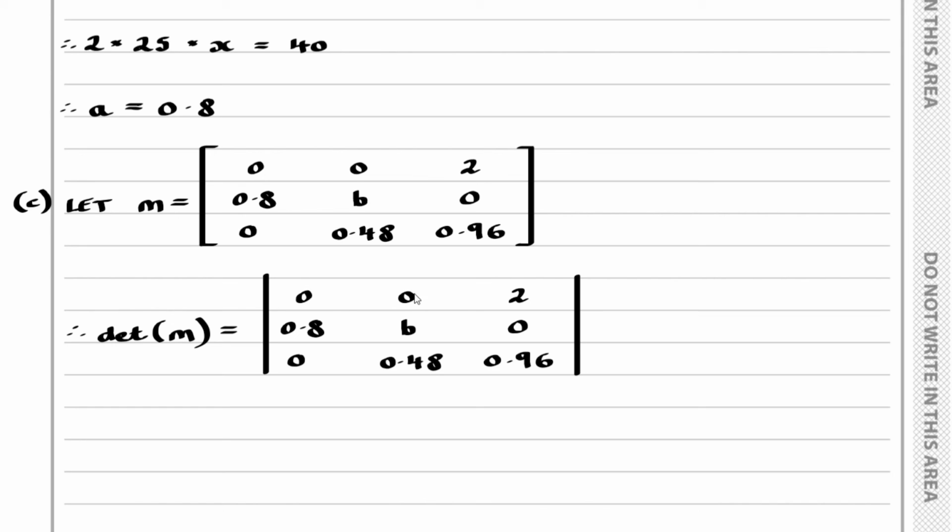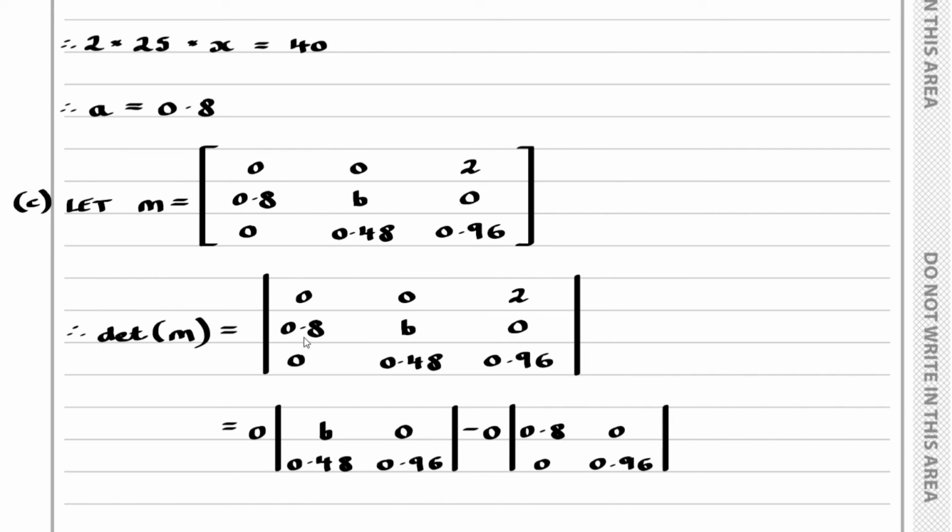If I expand along the top row, and the reason I'm doing that is because there's a lot of zeros here, I've got 0 multiplied by the determinant of B, 0, 0.48, 0.96. Then I subtract 0 multiplied by the matrix 0.8, 0, 0, 0.96. And then I add on 2 multiplied by the determinant of the matrix 0.8, B, 0, 0.48. So now we need to work all of this out.